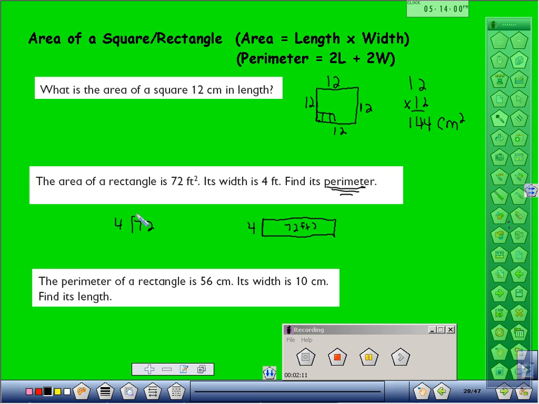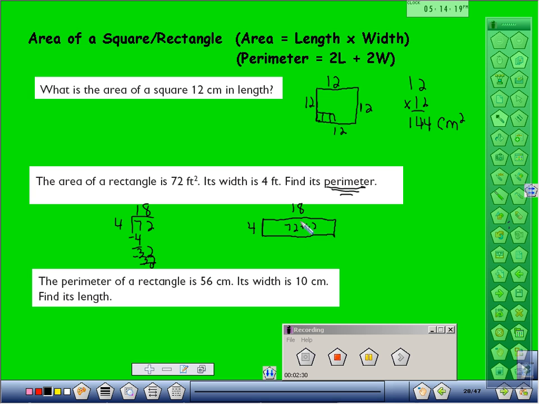4 goes into 7 one time. 1 times 4 is 4. 7 minus 4 is 3. Bring down the 2. 4 goes into 32 8 times. 8 times 4 is 32. Okay, subtract, we got no remainder. So that tells us that this side is 18.